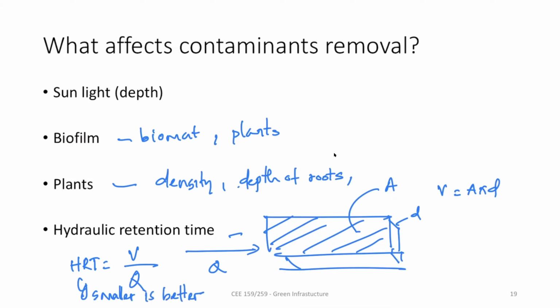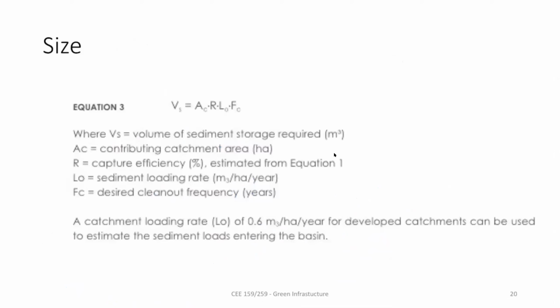But this is something you cannot control. You cannot control volume because you don't have much space. So the only thing you can control is flow rate. And so that means you have to store stormwater somewhere and release it slowly. So if you are using a wetland, this is the design configuration you can have.